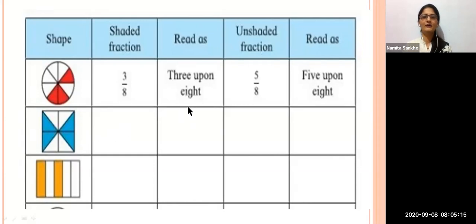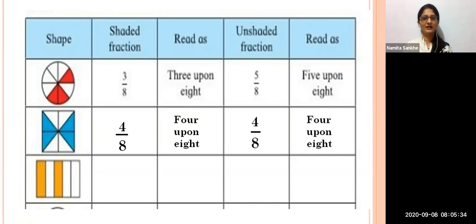It is read as 4/8. Now I want someone else to read the fraction for the unshaded region. Yes, 4/8. Correct. Very good. So see, 4 parts in this figure are shaded and 4 parts in this figure are unshaded. Very good. Nice. So let us move on to the next figure.